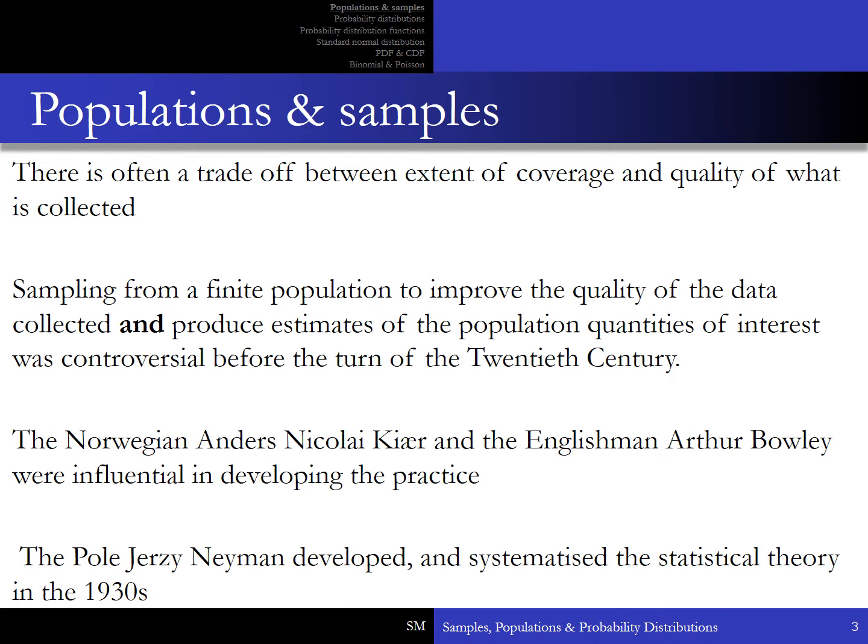There is often a trade-off between extent of coverage and quality of what is collected. Sampling from a finite population to improve the quality of the data collected and produce estimates of the population quantities of interest was controversial before the turn of the 20th century. The Norwegian Anders Nikolai Kjær and the Englishman Arthur Bowley were influential in developing the practice. The Pole Jerzy Neyman developed and systematized the statistical theory in the 1930s.